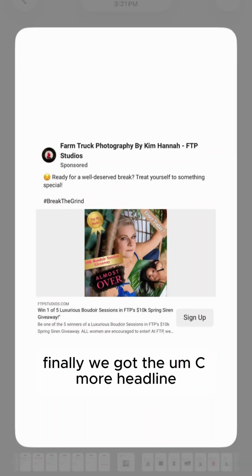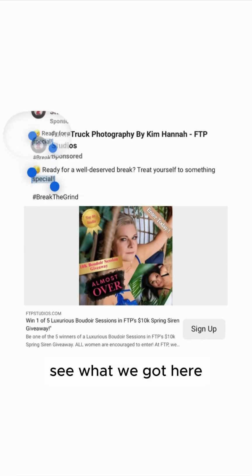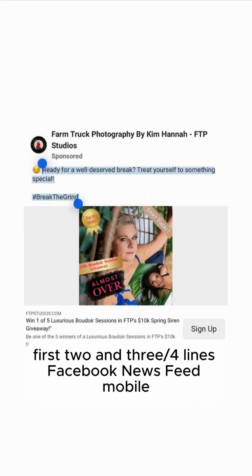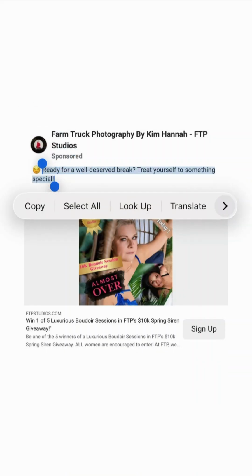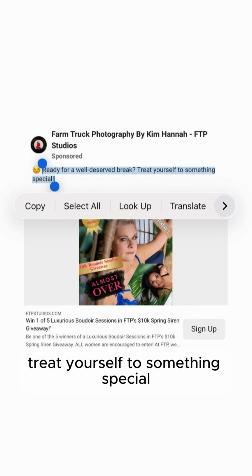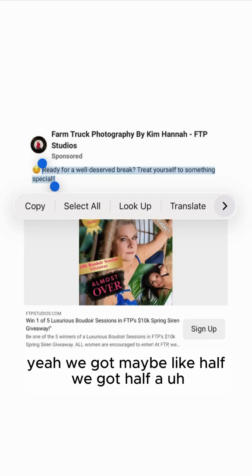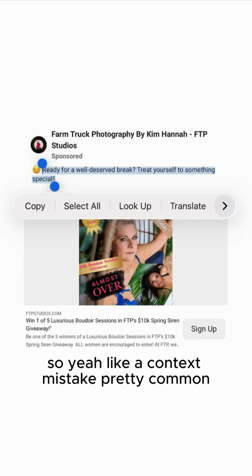Finally, we got the see more headline. Let's see what we got here. First 2 and 3/4 lines, Facebook Newsfeed mobile. Ready for a well-deserved break. Treat yourself to something special. All right, so yeah, we got maybe like half a context point here. So yeah, lack of context mistake, pretty common.